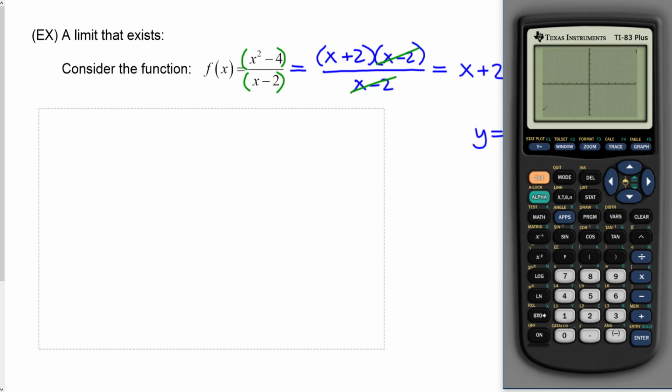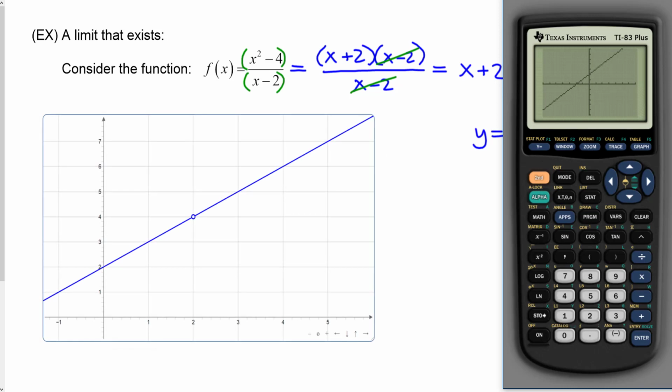Graph. So I just hit graph. I'm in the standard viewing window, negative 10, positive 10, and so forth. Okay, here's the line. This is almost our graph. There's one additional feature that's missing in the calculator, and that's actually the reason I drew this in the calculator, because I want you to understand the limitations of your calculator.